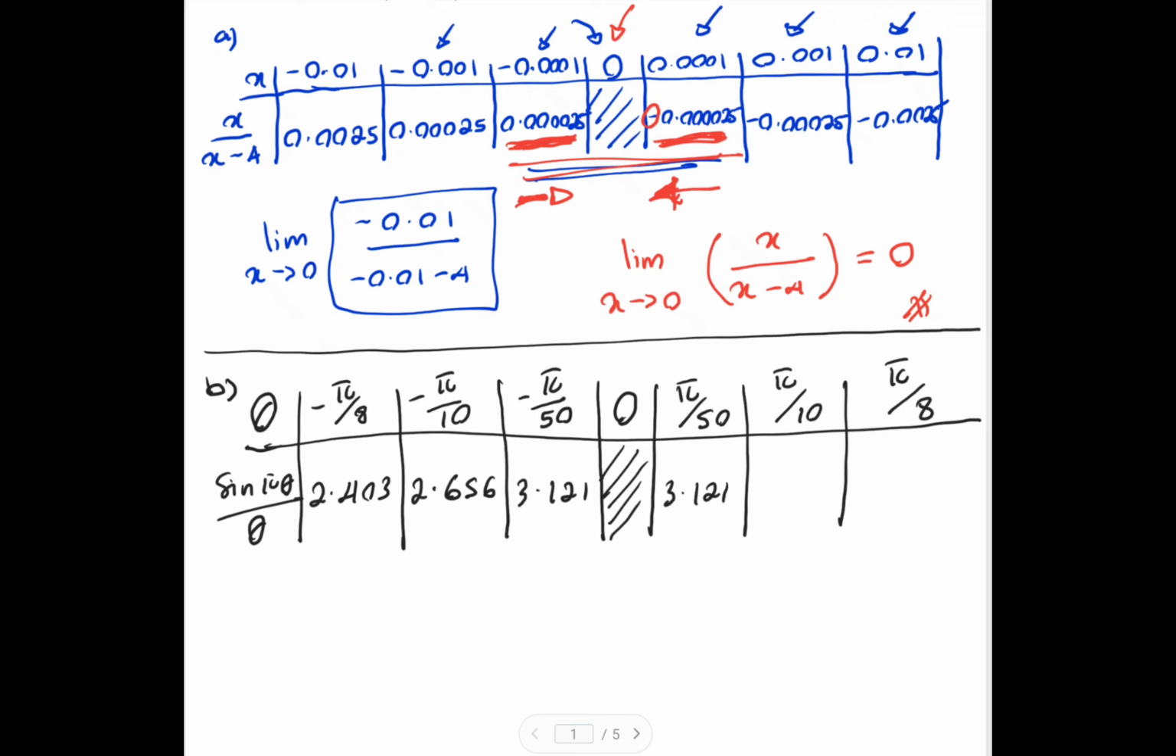From the right, we get 3.121, and then 3.016, and then, sorry, this one is 2.656, and then here is 2.403.